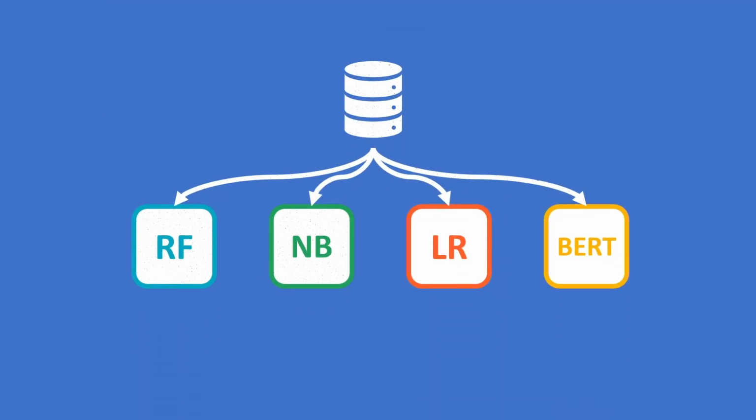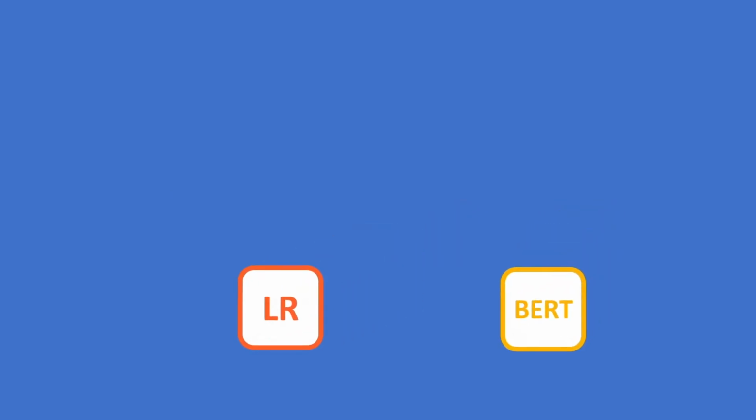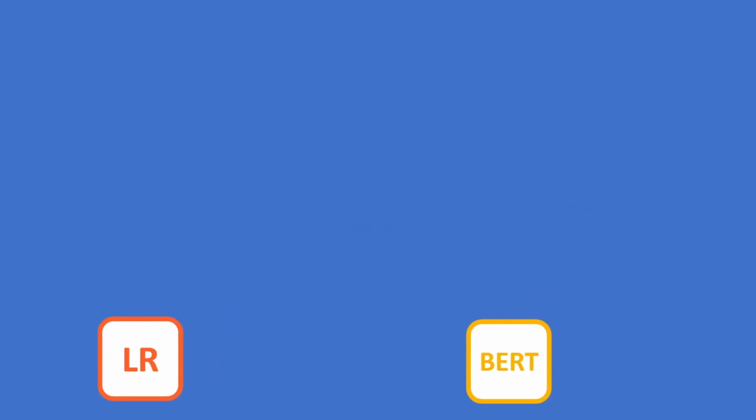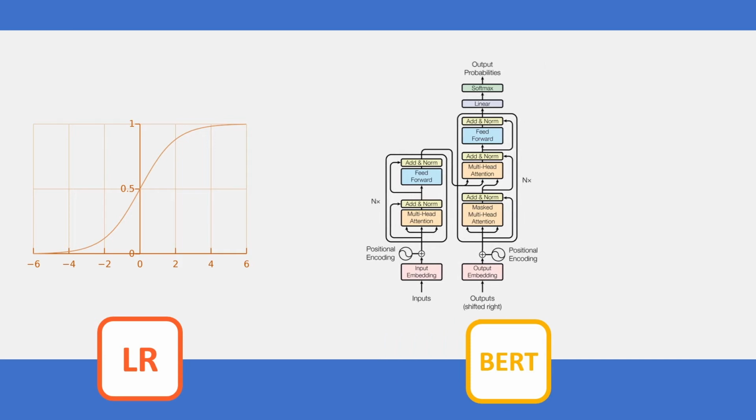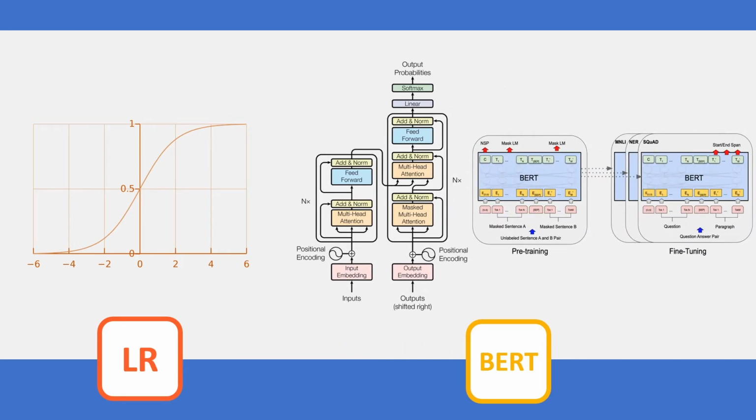Let's briefly introduce the 2 algorithms. We can see the representative image of each algorithm. The logistic model is used to model the probability of a certain class or event existing. Logistic regression is a statistical model that in its basic form uses a logistic function to model a binary dependent variable, although many more complex extensions exist.